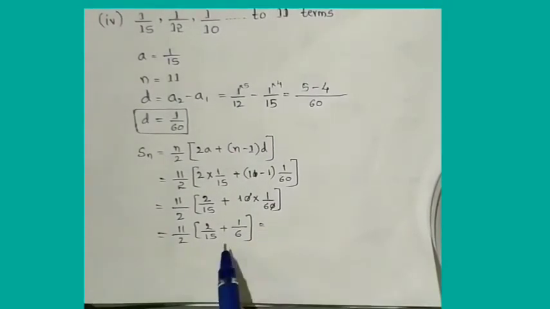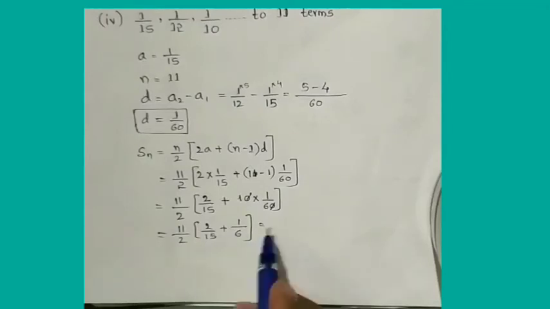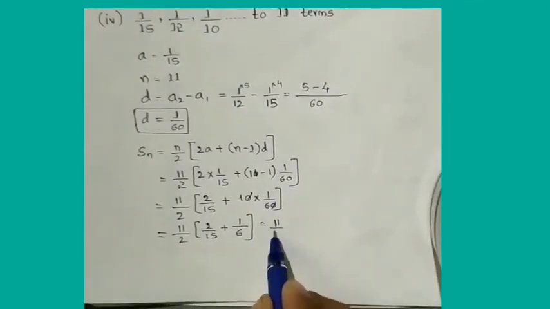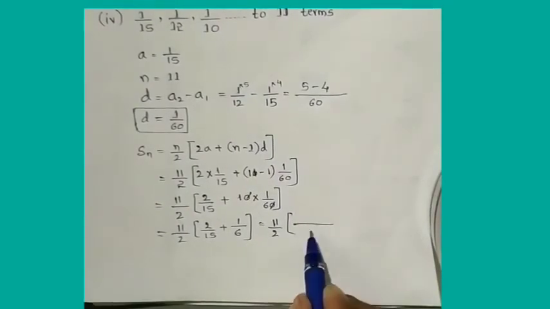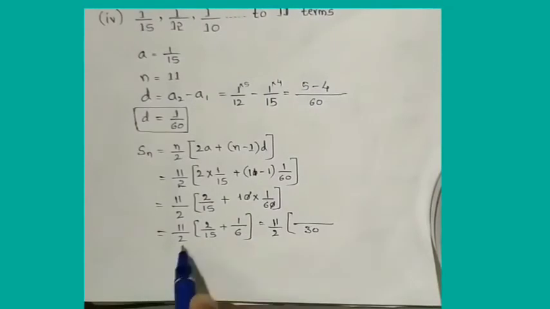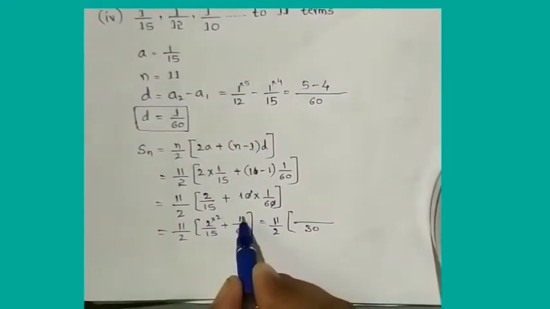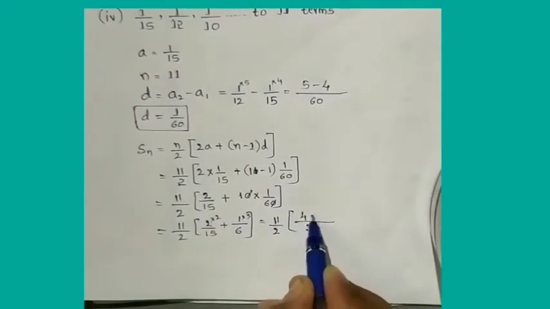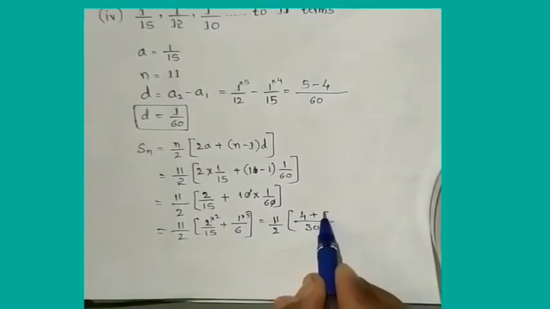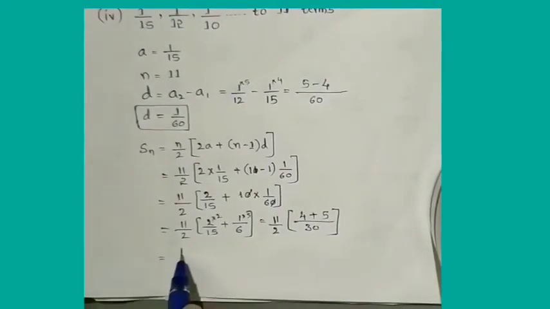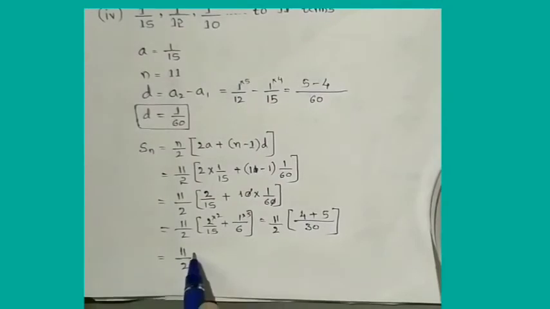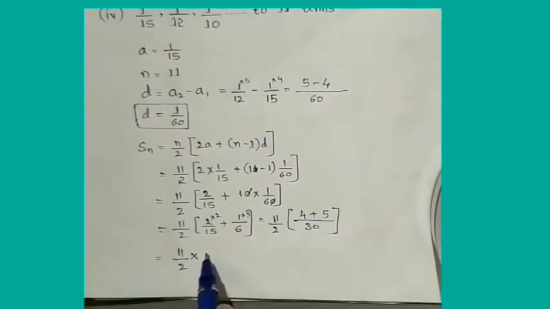Okay, so now add these two fractions which are in the bracket. Here 15 is there, here 6 is there, so the LCM will be 30, because 30 is in the 6 table also. 15 2s are 30, 6 5s are 30. So 2 2s are 4, plus 1 5s are 5. So here we got 4 plus 5. Rewrite now: 11 by 2 into 4 plus 5, it will be 9 divided by 30.